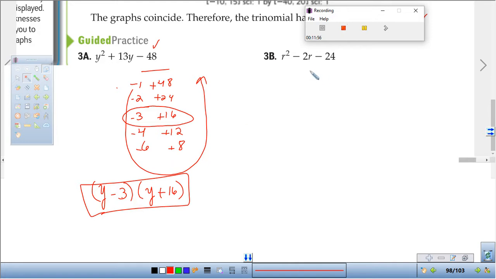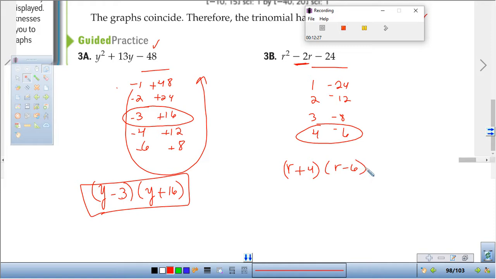Okay, let's try this one over here real quick. This one's positive, negative here, so we're going to have a positive and negative. So the factors of 24, 1 and 24, 2 and 12, 3 and 8, 4 and 6, negatives. These are negatives because that one's negative. These are positive, this side's positive. This side's negative, this side's negative. And that's it. Which ones have a difference of 2? These two right here. We're going to go r plus 4 and r minus 6. And there's my final answer.